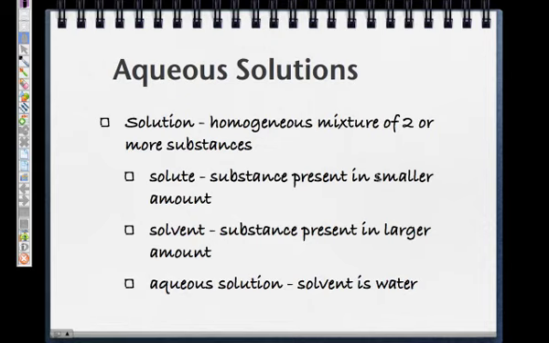So solutions, there's some terminology we need to know. A solution is a homogeneous mixture. What does homogeneous mean? Same throughout, yep, uniform. And it's a mixture of two or more substances. And the solute is the substance that's present in smaller amounts. So if you think of salt water, what would be the solute? The salt. The solvent is the substance present in larger amounts. Salt water, solvent would be water. And anything that is dissolved in water is called aqueous. So if you have anything that's dissolved in water, aqueous solution.